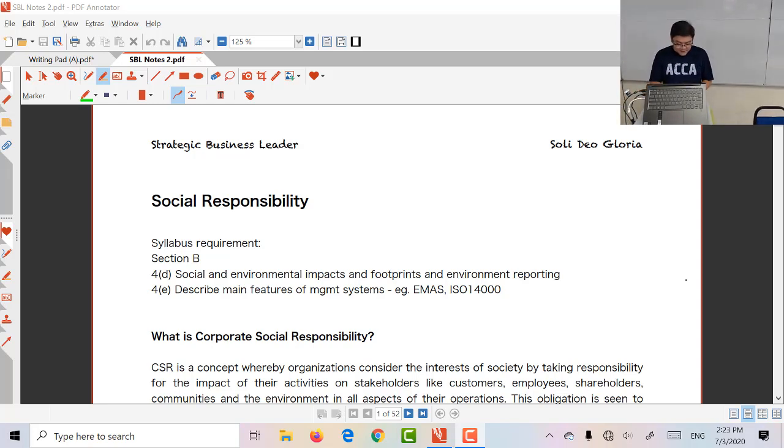So can any one of you relate to me what is social responsibility? Or typically people like to use the phrase CSR, yes, CSR, okay? Yeah, corporate social responsibility, which basically means that the social responsibility belongs to the company.